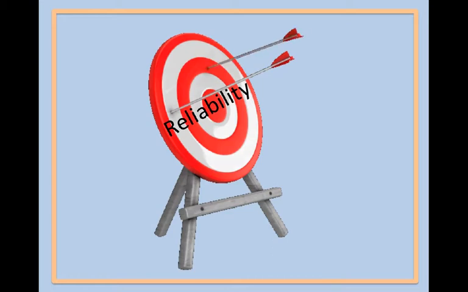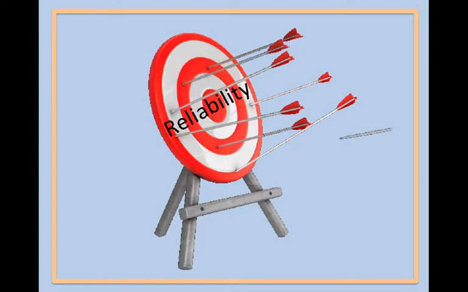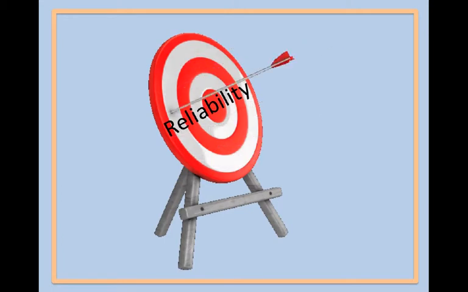This slide contains an image of an archery target at which arrows are being shot. This is a visual representation of reliability. The arrows are landing all over the target, not all hitting the bullseye. Is this a representation of good or poor reliability?